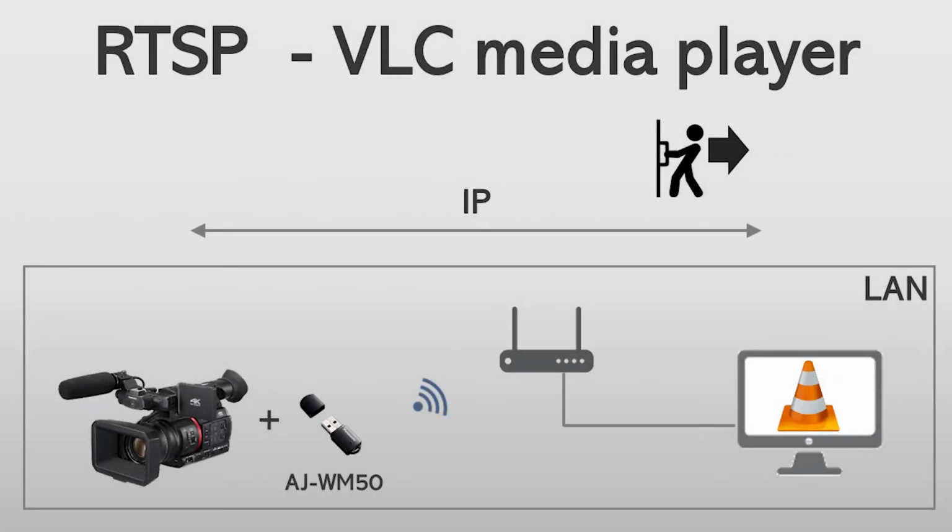In this video, I will explain how to set up the CX350 for RTSP streaming with Wi-Fi. In order to connect the camera over Wi-Fi, the AG-CX350 Wi-Fi dongle is needed. In this video, I used VLC Media Player as the streaming receiver. As you can see in the diagram, the VLC pulls the streaming from the camera.